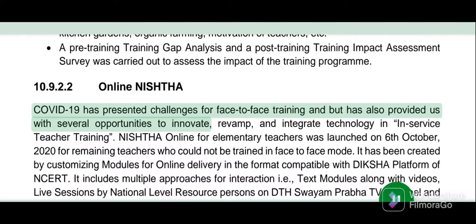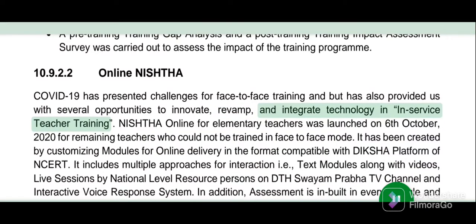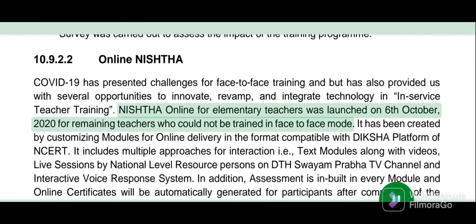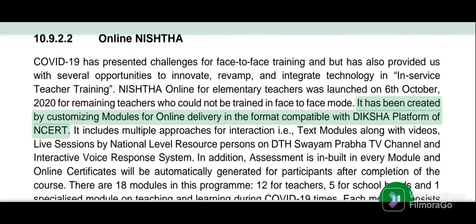COVID-19 has presented challenges for face-to-face training but has also provided us with several opportunities to innovate, revamp, and integrate technology in in-service teacher training. NISHTHA Online for elementary teachers was launched on the 6th of October 2020 for remaining teachers who could not be trained in face-to-face mode. It has been created by customizing modules for online delivery in the format compatible with the DIKSHA platform of NCERT.